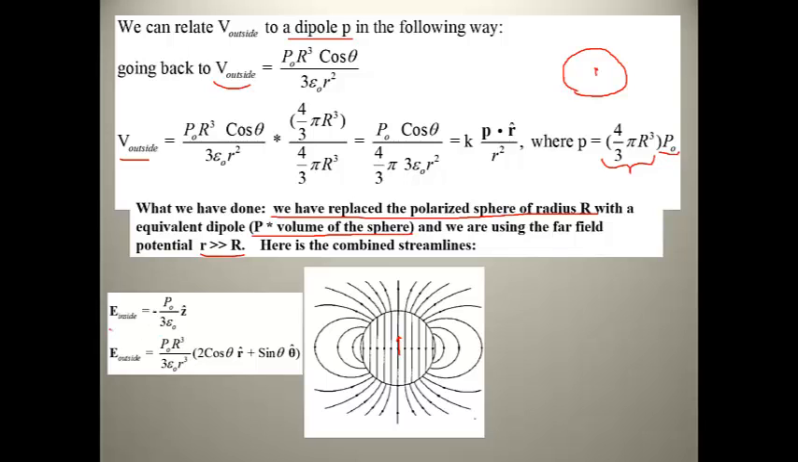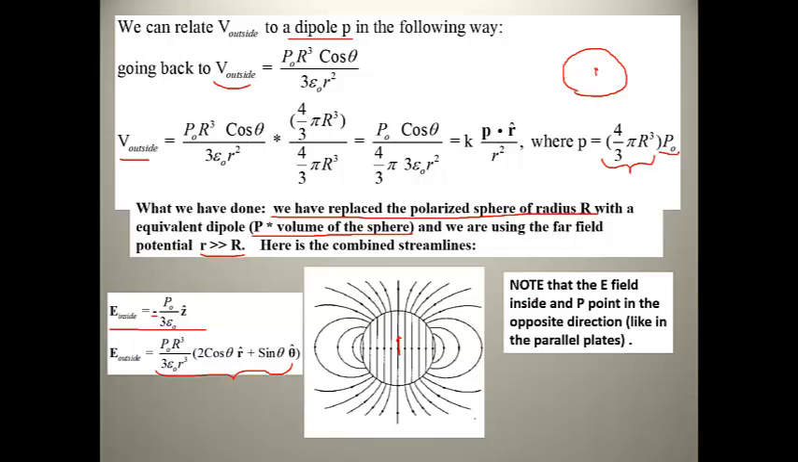So E inside is constant. Minus sign says it's in the opposite direction of the polarization. E outside is a dipole, and the dipole moment will be given by the total volume of the sphere times the magnitude of the polarization. So one more time, notice that the E field inside and P point in the opposite direction. And if you remember, that was what happened in the parallel plates.